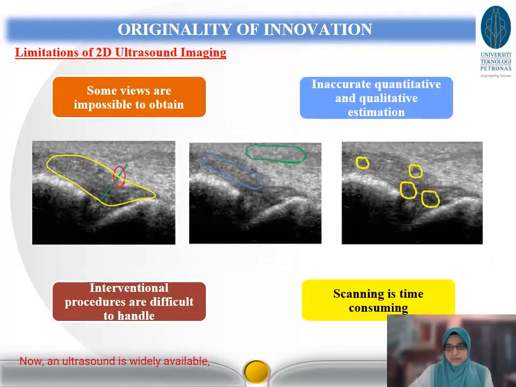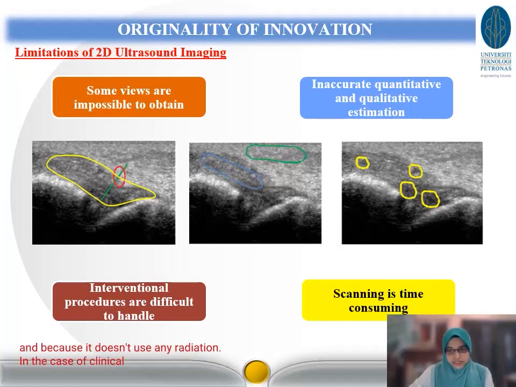Now, ultrasound is widely available, easy to use and less expensive than other imaging methods such as MRI for soft tissue evaluation. Ultrasound imaging is extremely safe, and in fact it doesn't use any radiation. In the case of clinical diagnosis of soft tissue, ultrasound scanning gives a clear picture of the soft tissue that may not show up well in X-ray images.